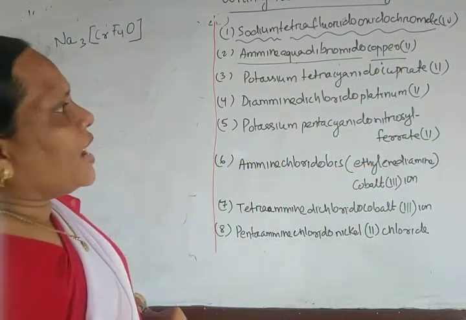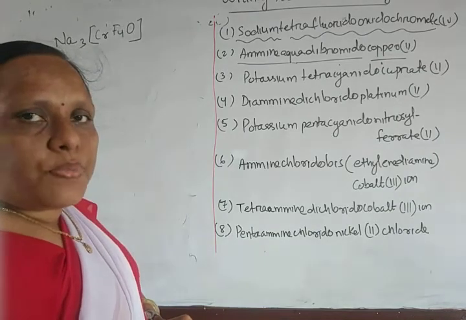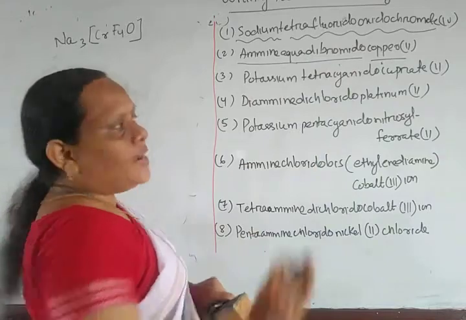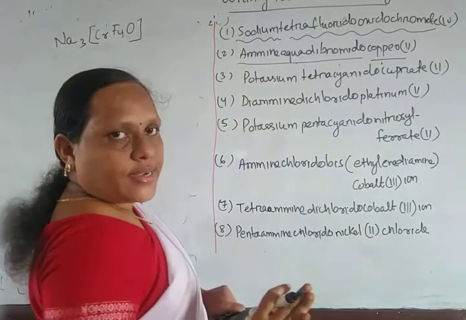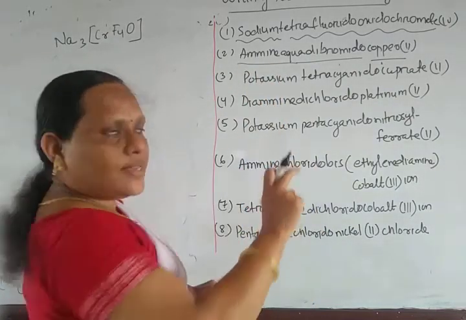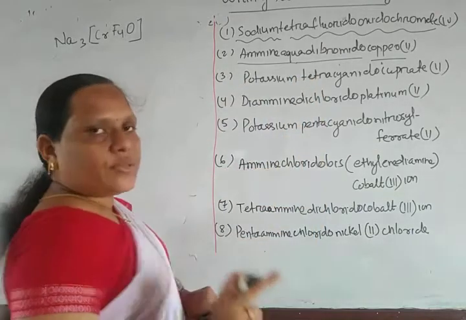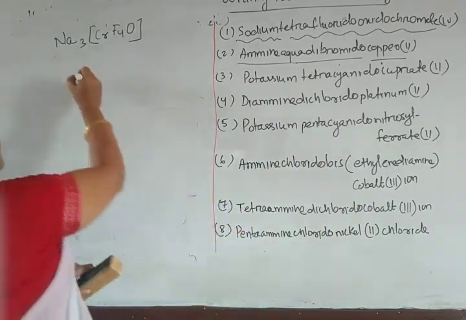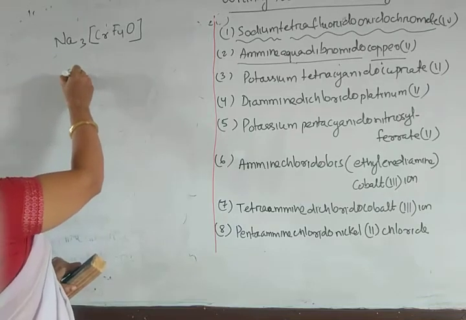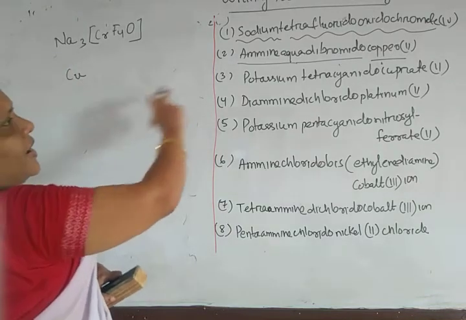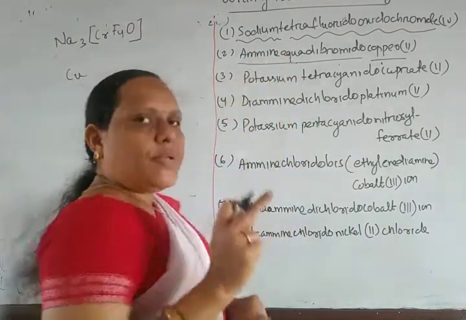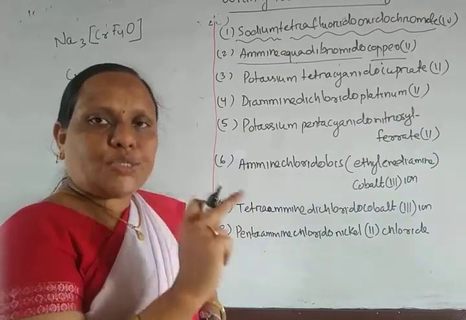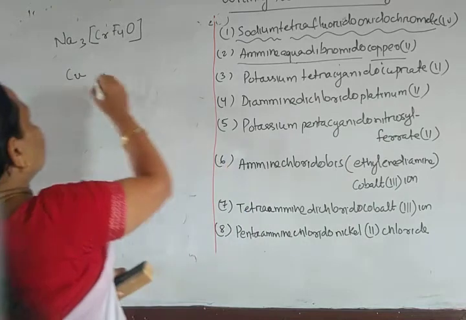Amine aqua dibromido copper 2. From this there is no negative part and no positive part, only one part is there. The complex totally consists of one part. First the metal atom is copper, then amine and aqua. Amine is NH3, aqua is H2O. Alphabetically H2O comes first in this way.